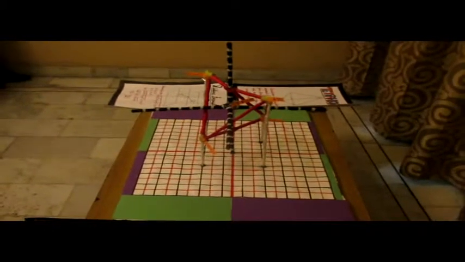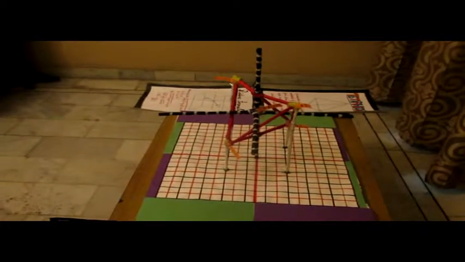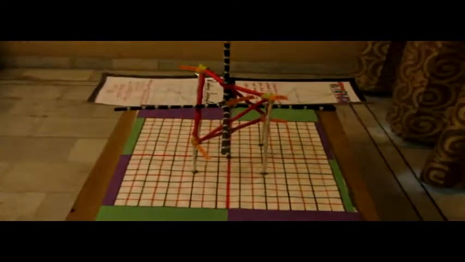Have you ever had trouble plotting points in 3D? Does the term coordinate geometry make you break out in a cold sweat? If yes, then your worries are history. We are here to ease your burden.